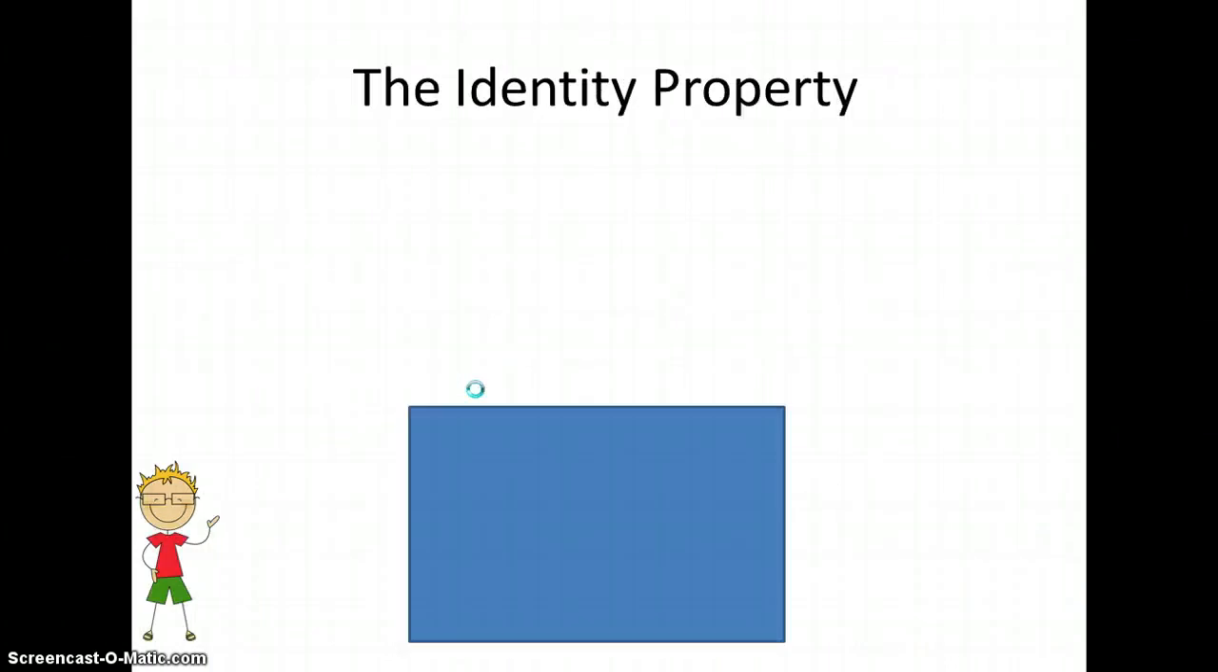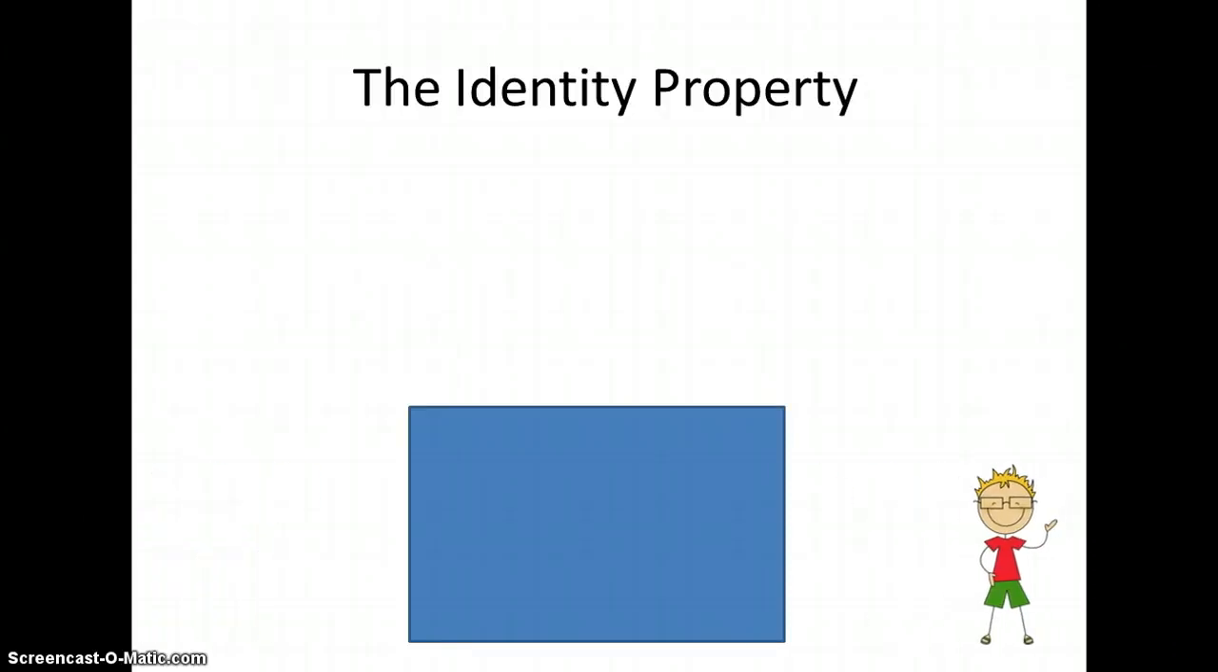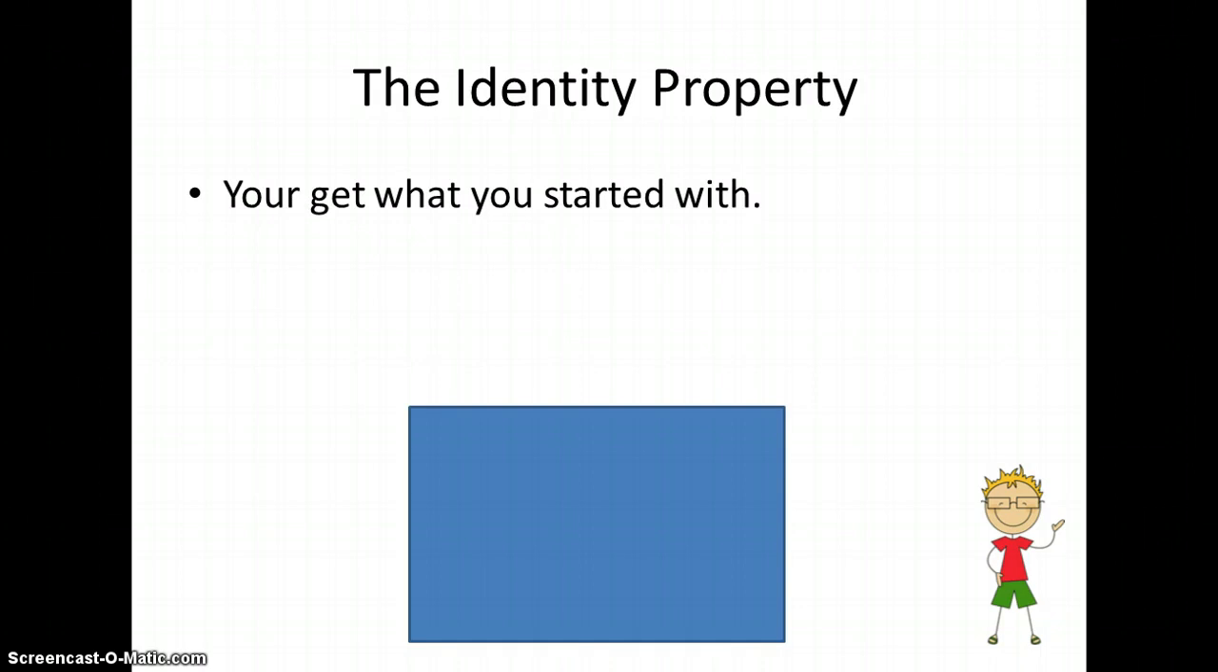Let's look at a new property, the identity property. Watch what happens to the boy as he goes in one side of the box and out the other side. Nothing. In the identity property, you get what you started with. So, if I were using the identity property of addition, I could add any number in the whole world to 0, and I would get that number. 3 plus 0 equals 3. This property works with integers, fractions, and decimals as well.